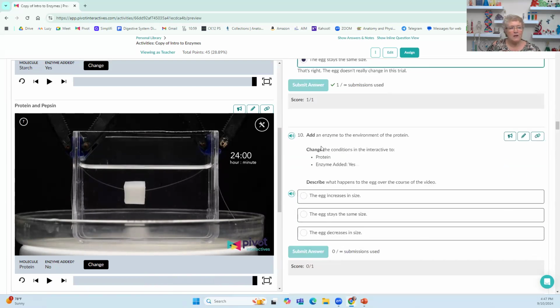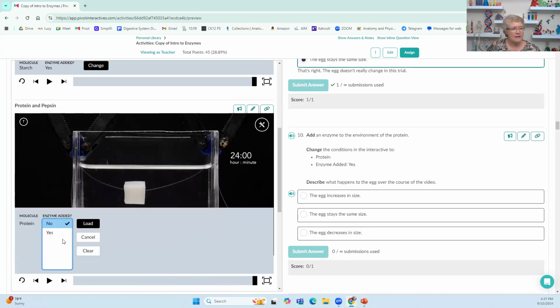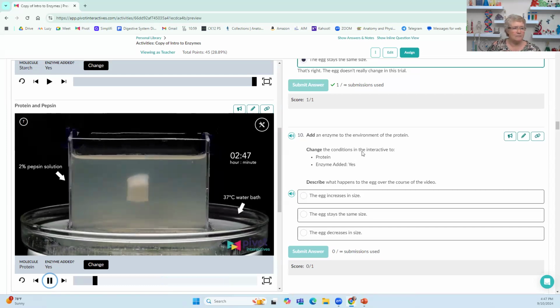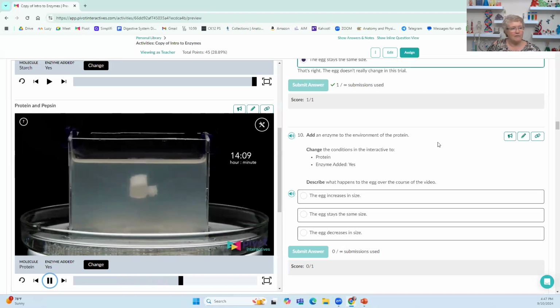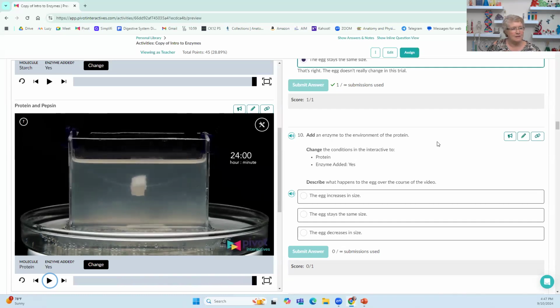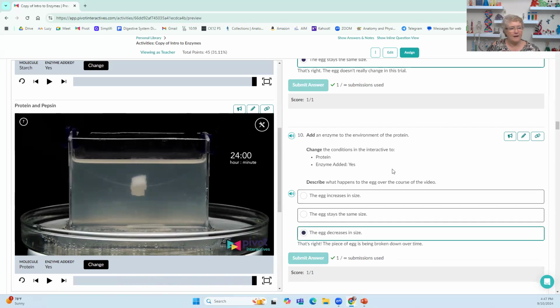All right, now we're going to change things. We're going to add an enzyme. So we are going to click change and say yes to enzyme and load. Now let's watch and see what happens when the enzyme is added to the solution. This is, of course, very fast speed. See the timer counting down over there, 21 hours. So over 24 hours time, what happens to the egg? It's decreasing in size. It's getting smaller. You can see that happening there.